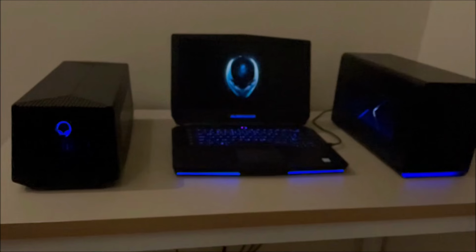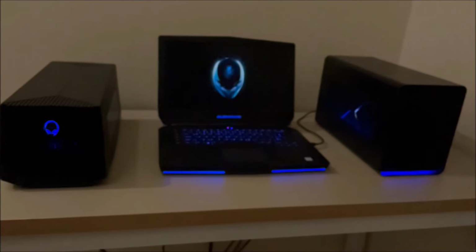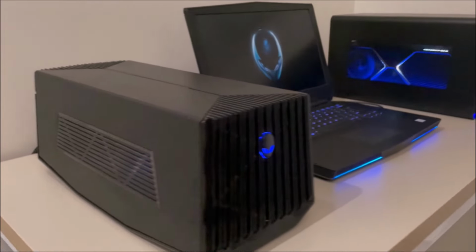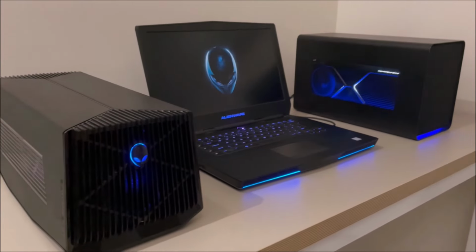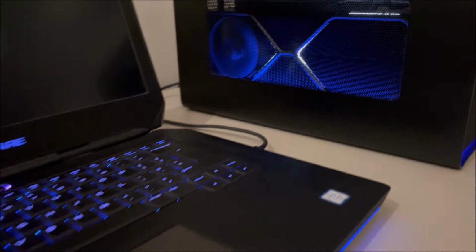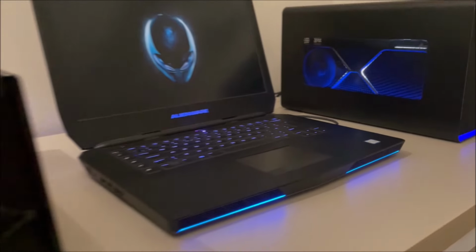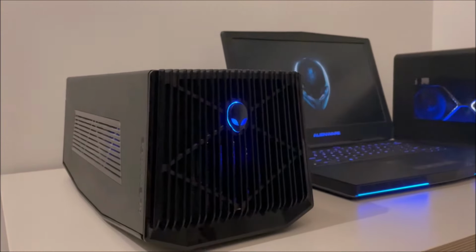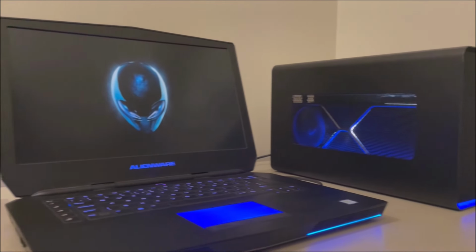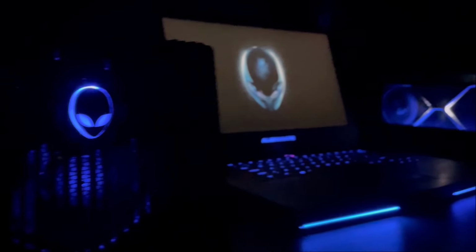So in the graphics amplifier, I had a GTX 1080 Ti Founders Edition, and in the Razer Core X, I had a RTX 3080 Founders Edition, which I unboxed in a previous video. So originally I just had the 1080 Ti and the graphics amplifier, but I wanted to get a more powerful card that I could use with my laptop. But the 3080 isn't compatible with the Alienware graphics amplifier.